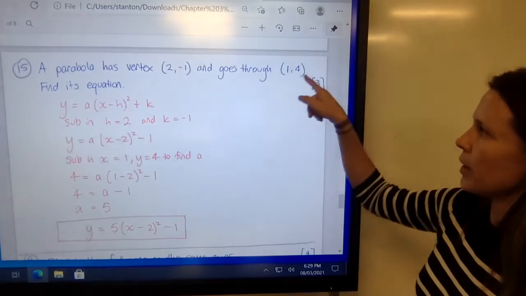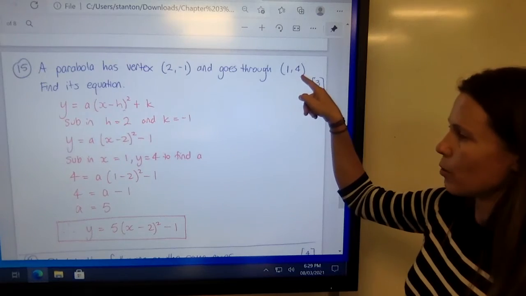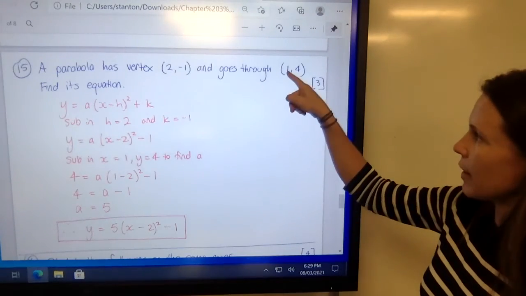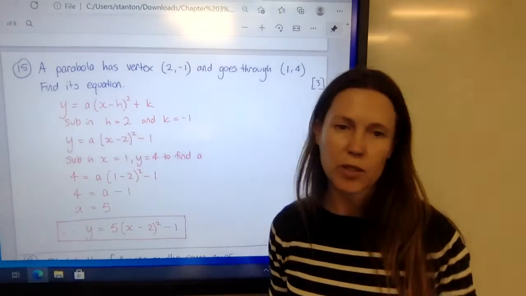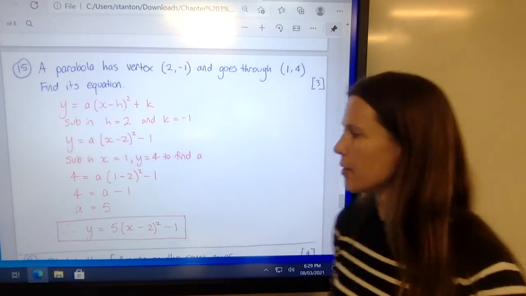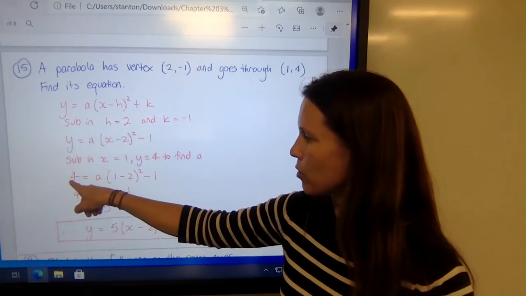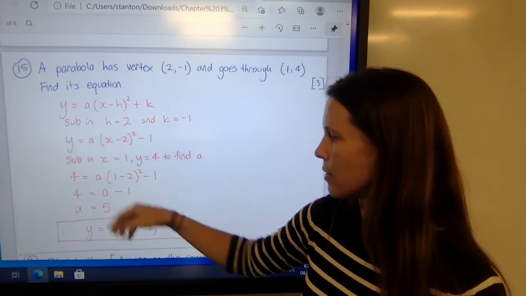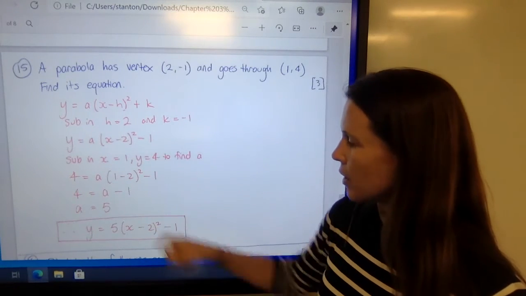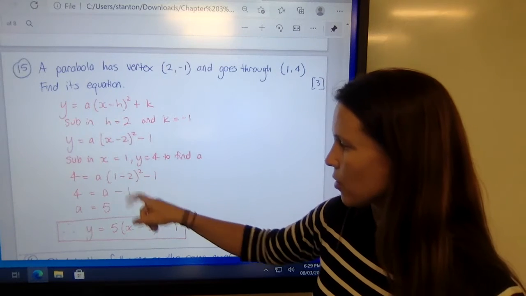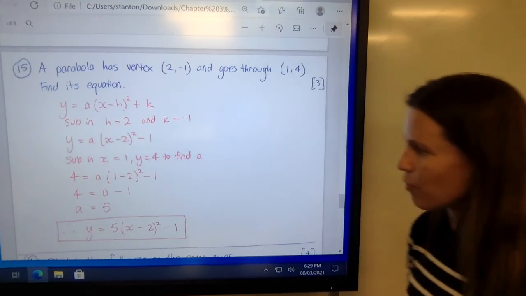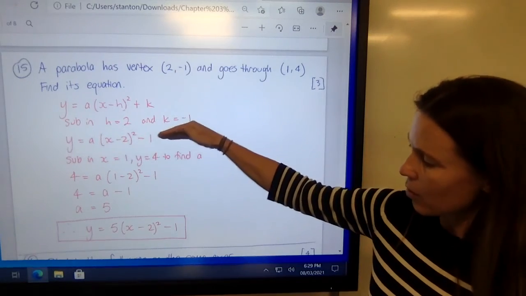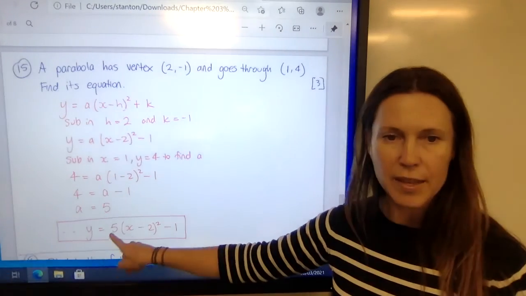Now we need another clue so we can find which member of the family we're looking for. And this is our clue here. When x is 1, y equals 4. So if we plug that x value of 1 in here and the y value of 4, we can then solve it for a to find out what it is. So write y equals 4 and x equals 1, and we get this. Minus 1 squared is 1, so we've got one lot of a, minus 1, and a works out to be 5. Now we can just rewrite our equation with the a value in there that we've found.